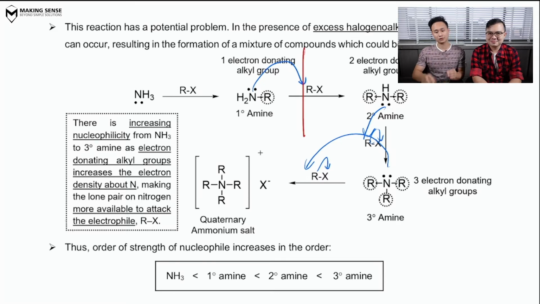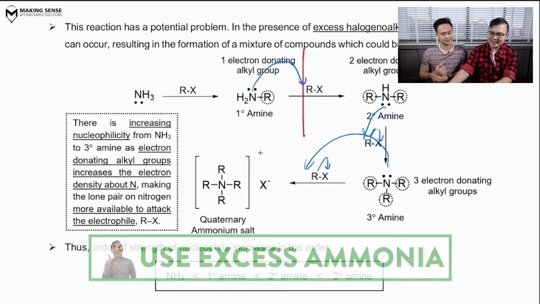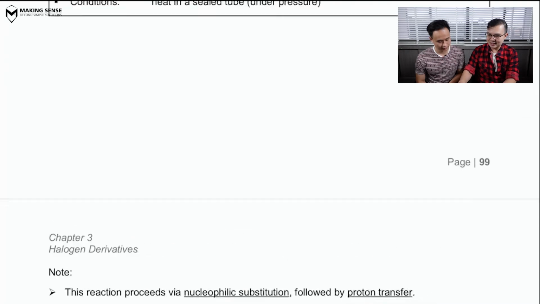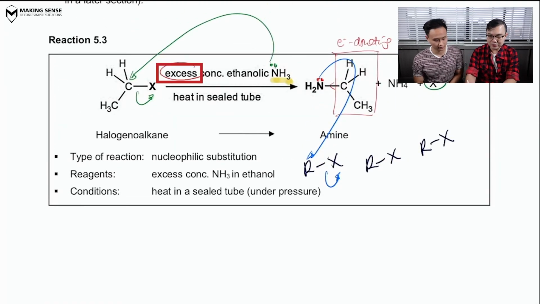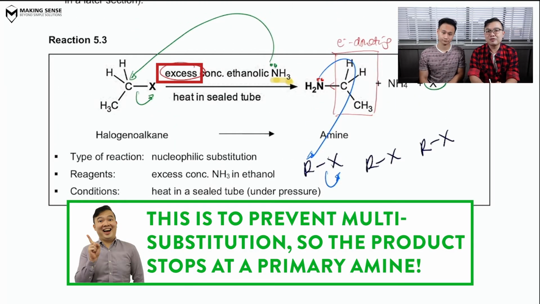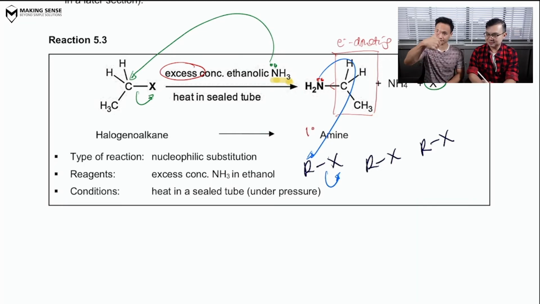So, Mr. Leong, how do we combat this issue? We can't use excess RX, instead, we have to use excess ammonia. Yes. And this is exactly the reason why at the start, you notice that the reagent requires you to use excess ammonia. This is to prevent multiple substitution. Exactly. So you only end up with the primary amine.